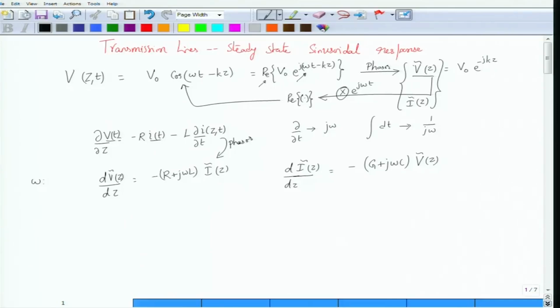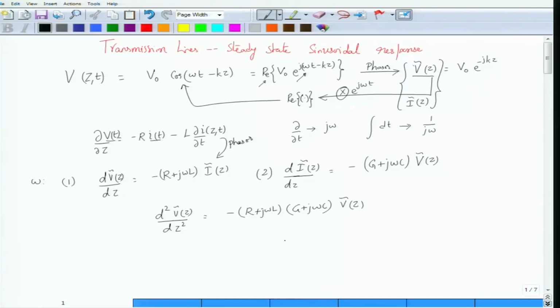In order to solve them analytically, what we do is we differentiate this equation once more with respect to z, and then employ the second equation. So we differentiate equation 1, use equation 2 to obtain a second order differential equation for the phasor voltage, and that is given by minus (R plus j omega L)(G plus j omega C) into V of z.